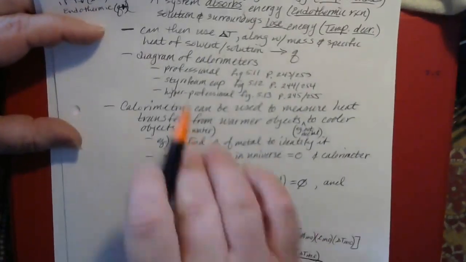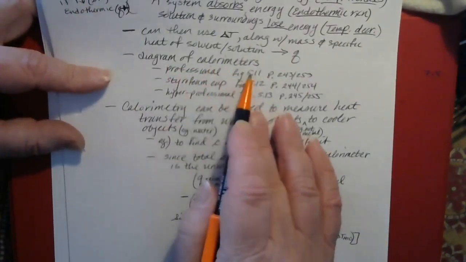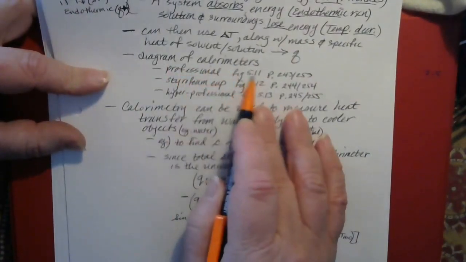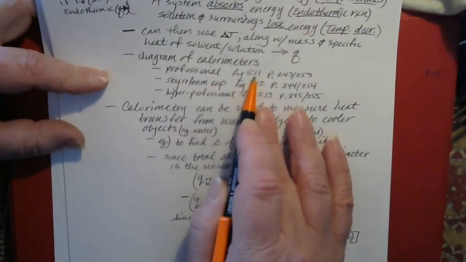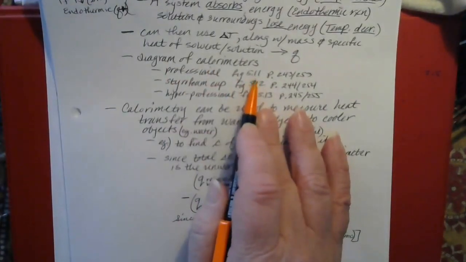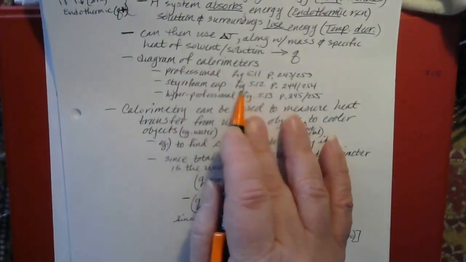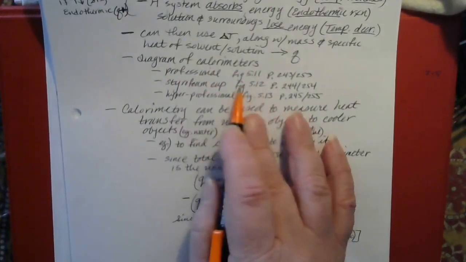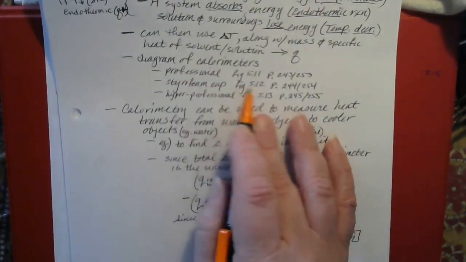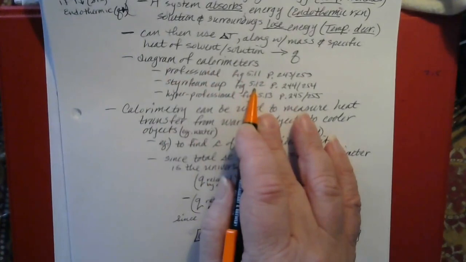There are some diagrams of the calorimeters in the book. Actually, 5.11 is more of a schematic diagram just to show you what goes on inside of a calorimeter. Figure 5.12 is a diagram of a styrofoam cup being used as, they refer to it as polystyrene in the text. I'm not sure why.